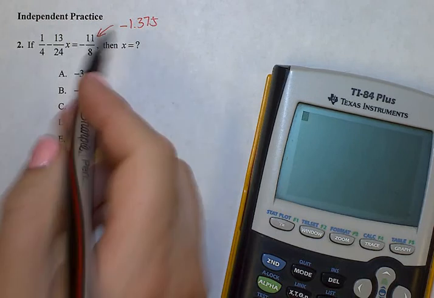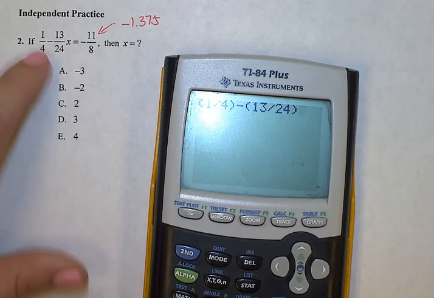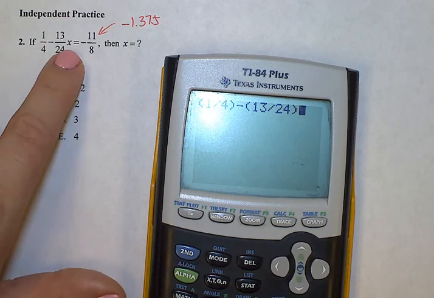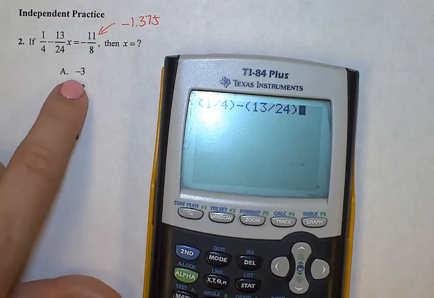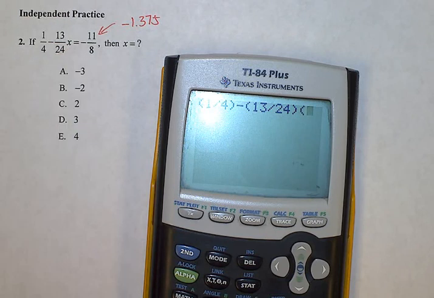So I'm going to start with 1/4. Make sure you're using parentheses. Parentheses 1 divided by 4. Subtract parentheses 13 divided by 24. And we're going to multiply it by x. I'm going to start by substituting negative 3 in for x. So in parentheses, type in negative 3. Keep in mind the negative sign is below the 3.